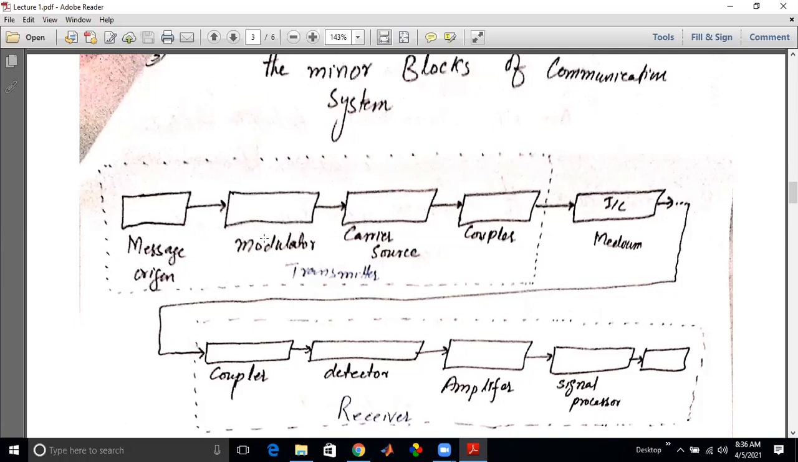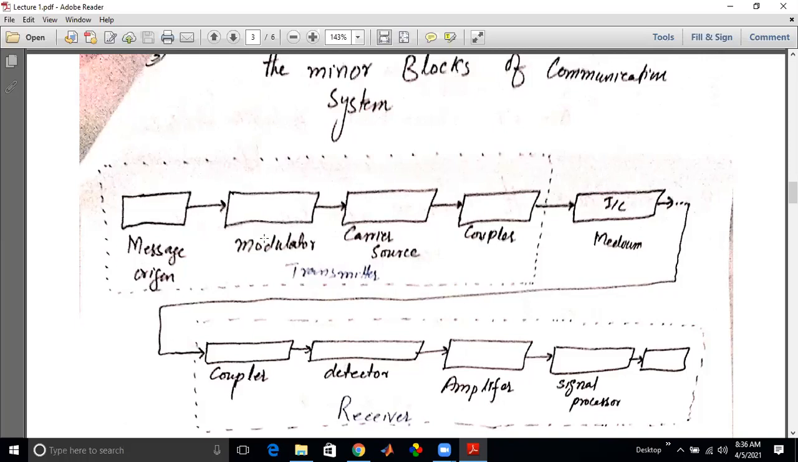You have studied some modulation techniques in your communication systems course: FM, AM, PM, pulse width modulation, digital modulation, and analog modulation. You have studied what AM, FM, and PM are, and what digital modulation such as PSK, ASK, and FSK is. These types of modulation take place here in the modulator.